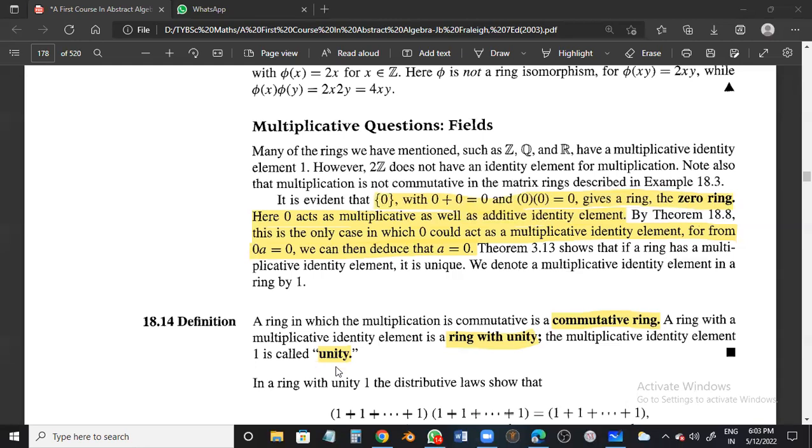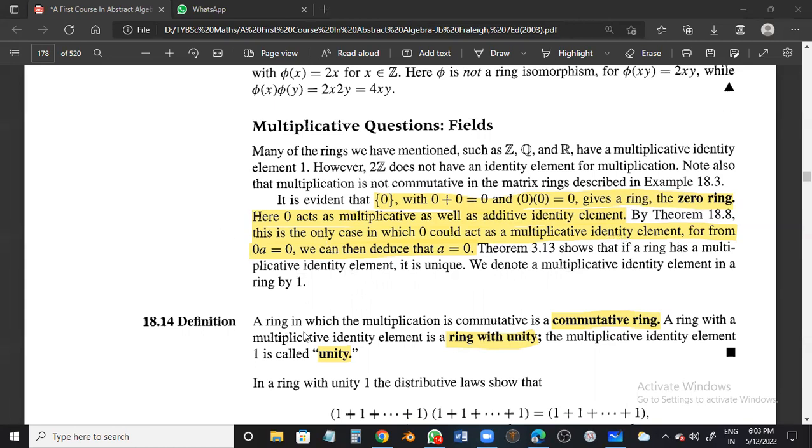So zero ring is a set containing singleton 0 along with addition and multiplication. So this is a special kind of ring as you are watching, where 0 itself is the additive identity element and 0 is the multiplicative identity element also.